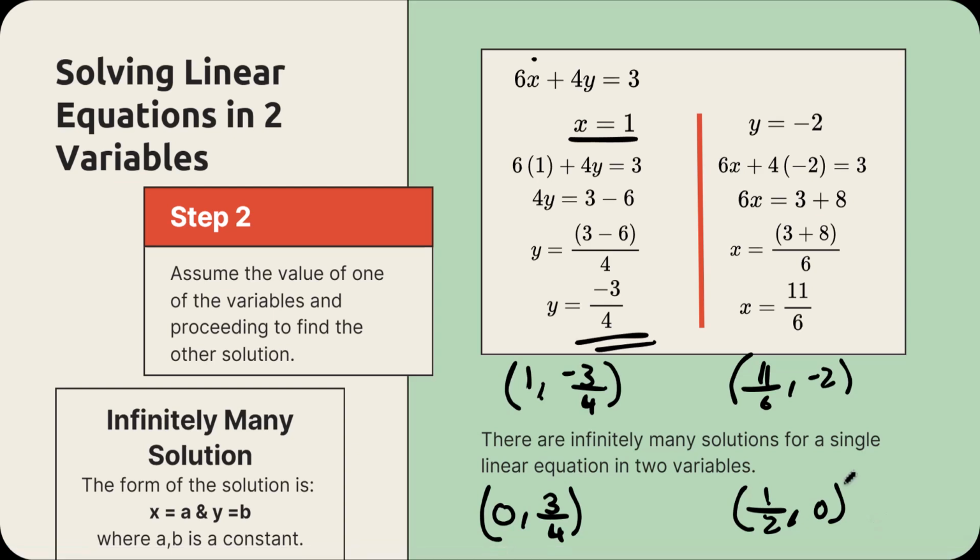So for every value of x, there is a value of y, or for every value of y, there is a value of x. So there can be infinitely many solutions. A linear equation in one variable has only one solution, right? For infinitely many solutions, the form of the solution is x is equal to a, y is equal to b, where a and b are constants. Or you can write it as a comma b, different values, right? X comma y, no problem, okay? So this is solving linear equations in two variables.